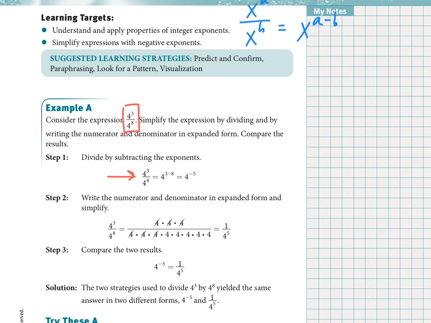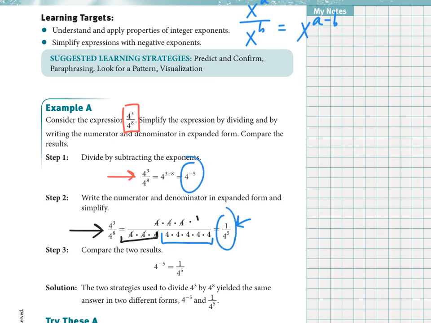Now, it might seem weird, we have a negative exponent, but here's the connection. When we write 4 to the third over 4 to the 8th out in expanded form, the numerator is 4 times 4 times 4, and then the denominator has 8 factors of 4. Like we did on the other video, when you start reducing, a 4 divided by 4 cancels out, so all three up top cancel 3 of them out at the bottom. We're left with a factor of 1 in the numerator. It's not just gone, but the denominator has 5 factors of 4, so it's 4 to the 5th power.